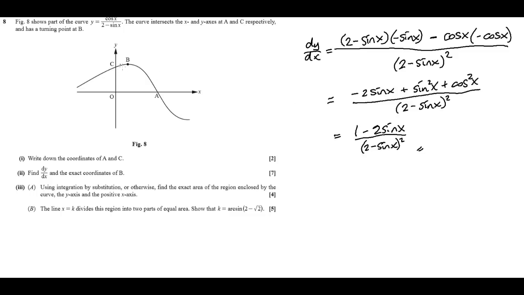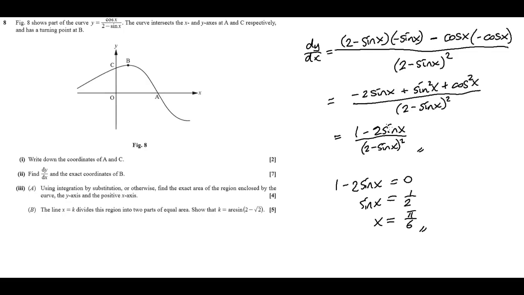Now we need to find the exact coordinate of b, where b is the turning point, which means that dy by dx is 0. And so, in order to get a stationary point, 1 take 2 sine x must be equal to 0, which means that sine x is a half, and so x is pi on 6, or 30 degrees. And for the purpose of this question, I just went with radians.